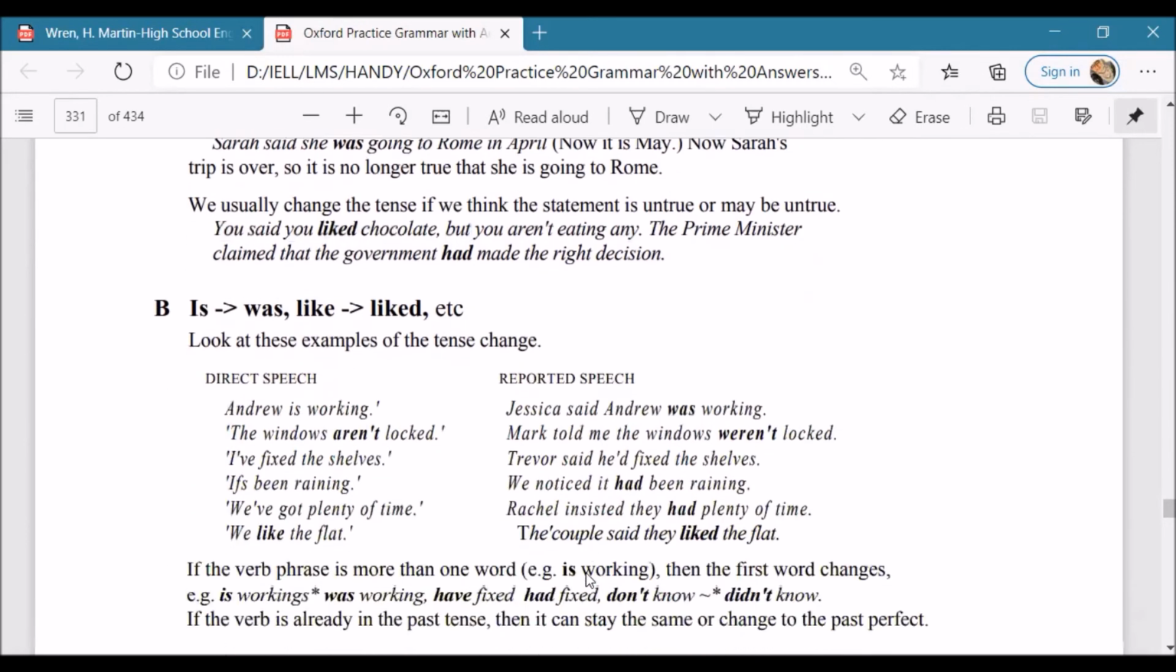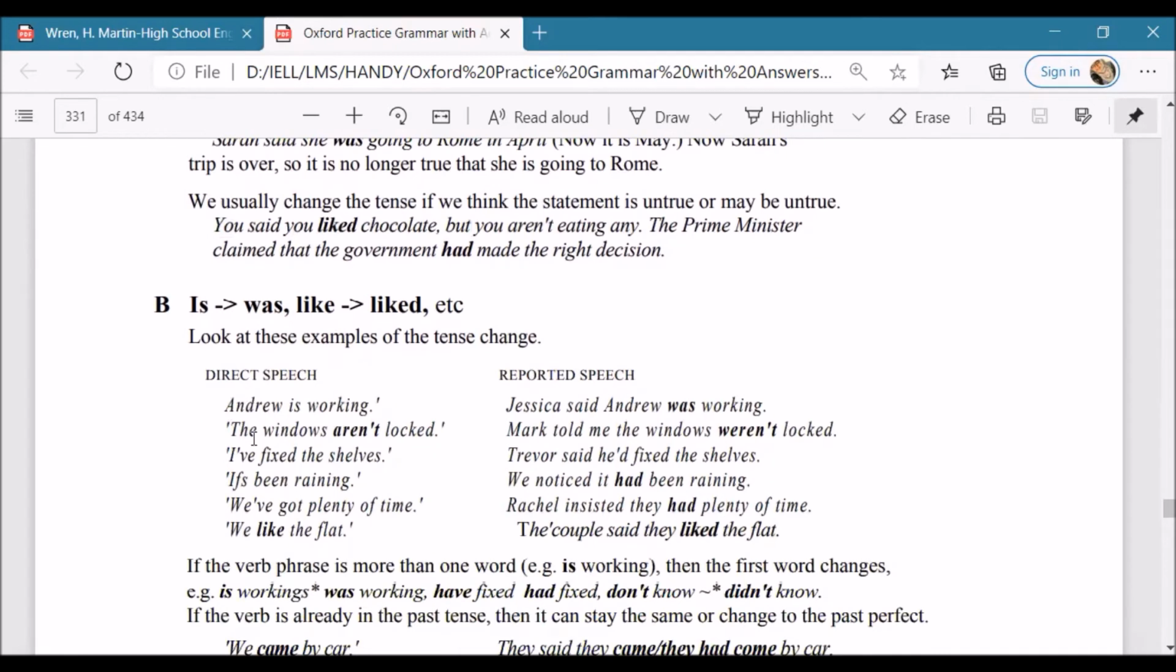Similarly, here are some changes which you can make. Here are some examples. This is the direct speech, the exact words, and this is how you report it. Is is changed to was, aren't is changed to weren't, I have is changed to he had, it's been raining would be changed to it had been raining, we have got plenty of time would be converted to they had plenty of time, we like would be converted into they liked.